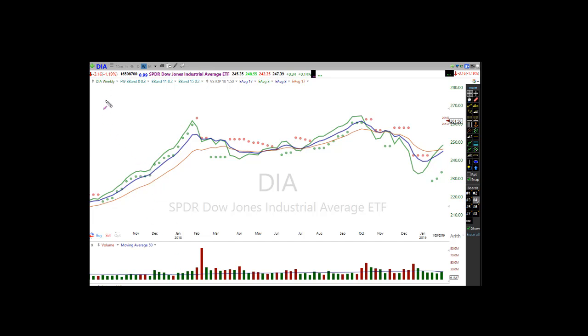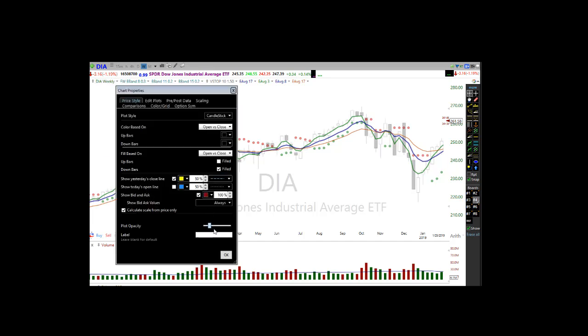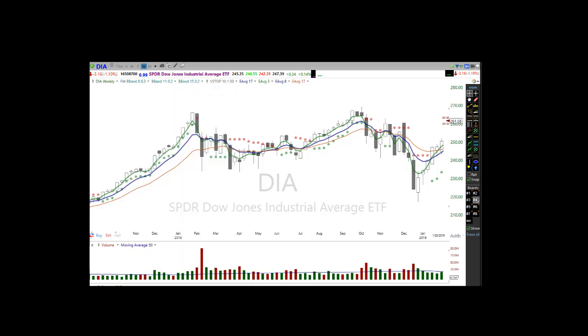So if I were to turn price back on in this chart, let's see if there's an entry right in there. Anybody like this entry right here? That's a very clean 3A trap volatility stop entry.